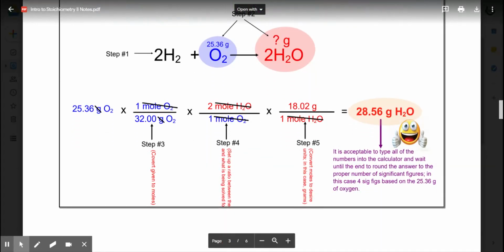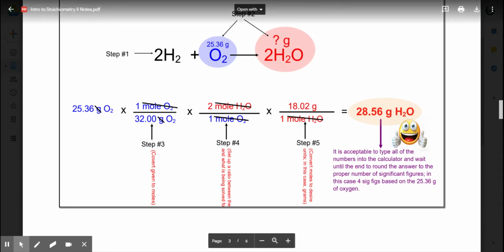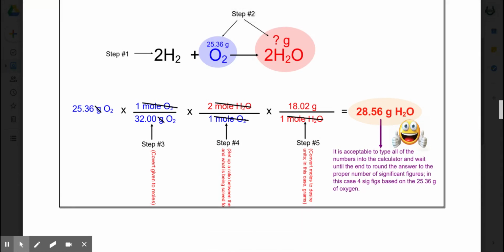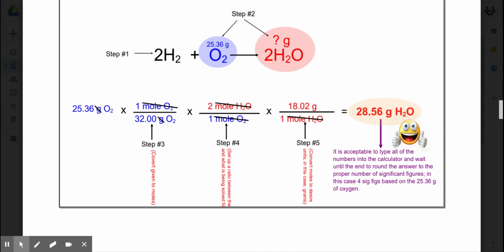I took grams, converted to moles. That was step 3 in our 5-step process. I then set up the ratio 1 to 2 between the oxygen and water. That's step 4, setting up our molar ratio. And step 5 was convert moles to grams, which I did right here. So we're doing the same exact thing, except here I'm showing it all in one complete step. This is acceptable too if you would like.